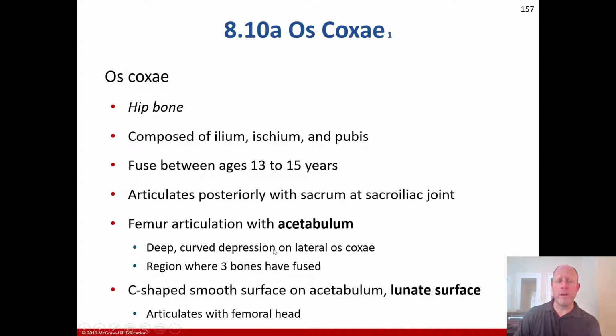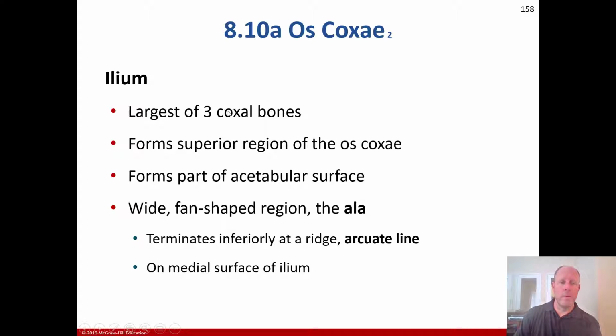There's a deep curved depression on the lateral Os Coxae, and that's the region where the three bones have fused. There's a C-shaped smooth surface on the acetabulum called the lunate surface. It articulates with the femoral head. The ilium is the largest of the three coxal bones. It forms the superior region of the Os Coxae. It forms part of the acetabular surface, and its wide, fan-shaped region is called the ala.